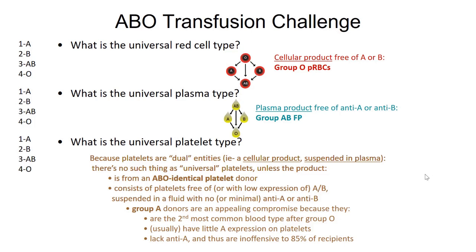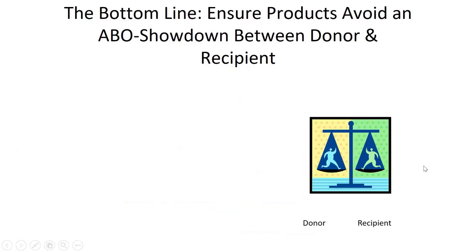The AOs are going to have less A expression, so many A's actually don't have a lot of A expression upon them. And the plasma of a group A donor lacks anti-A, which therefore means these individuals have plasma that is inoffensive to 85% of recipients. The plasma of a group A person will not harm an O and will not harm likewise group A people. O's plus A's, 40 plus 45% gives you 85% of recipients free of this harm.